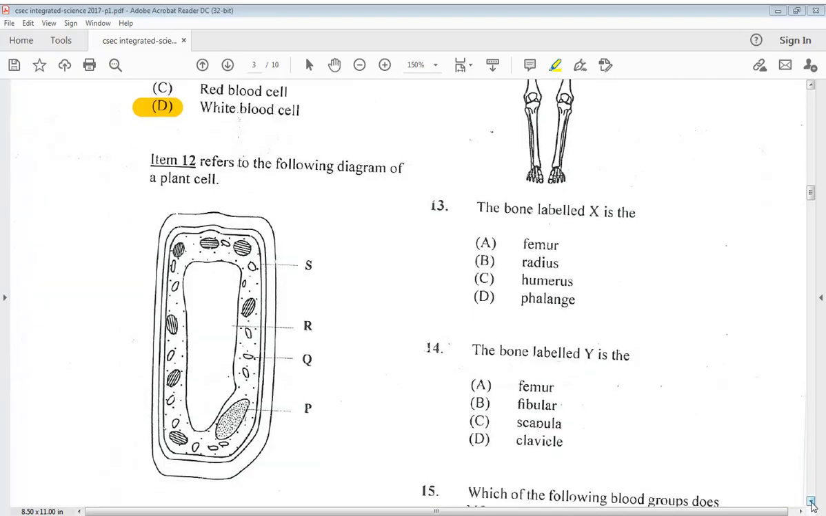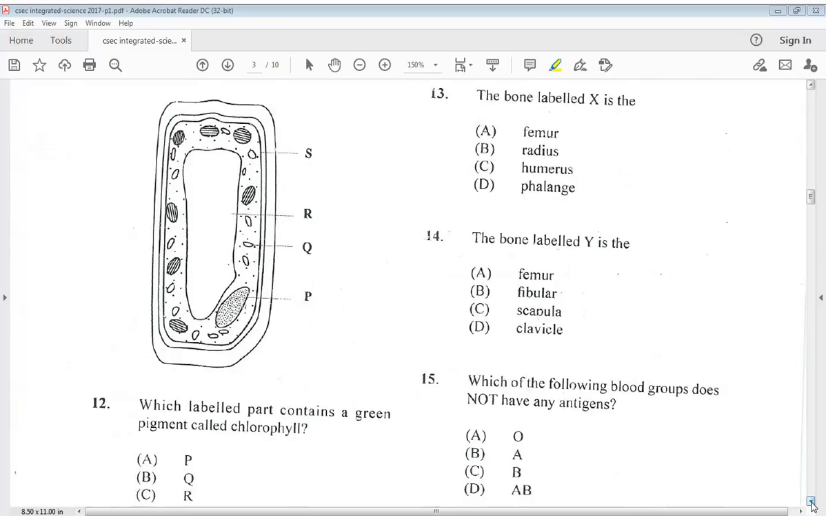Item 12 refers to the following diagram of a plant cell. It is labeled S, R, Q, and P. 12. Which labeled part contains a green pigment called chlorophyll? So we know it is Q. This is the chlorophyll. Let's go to number 13.